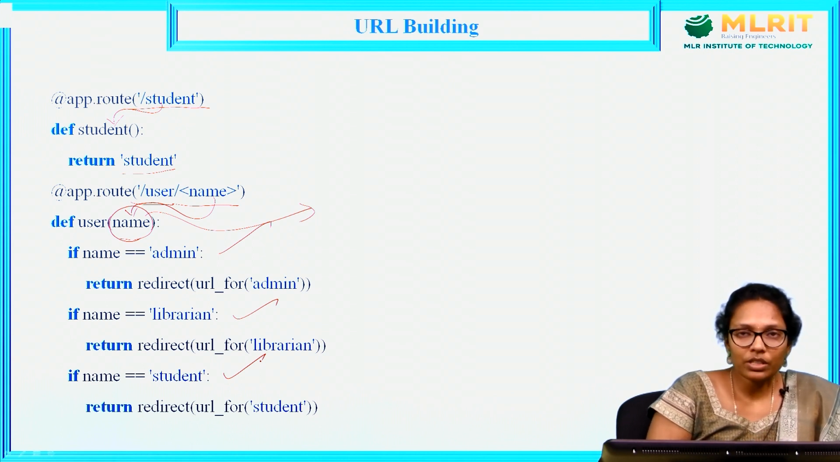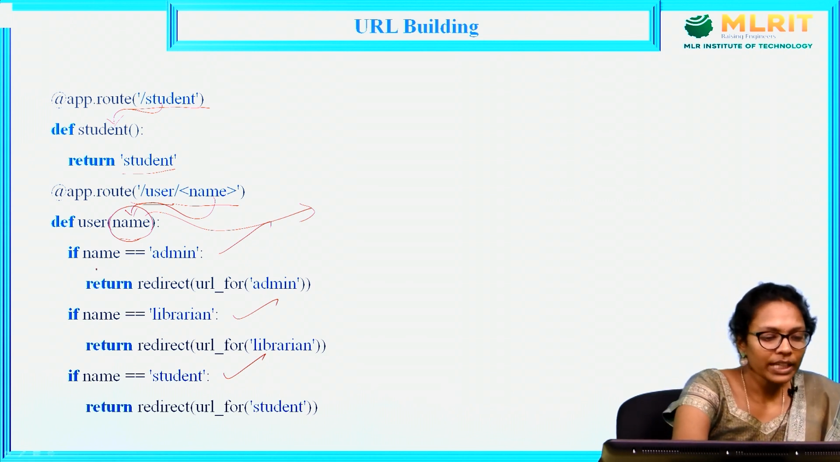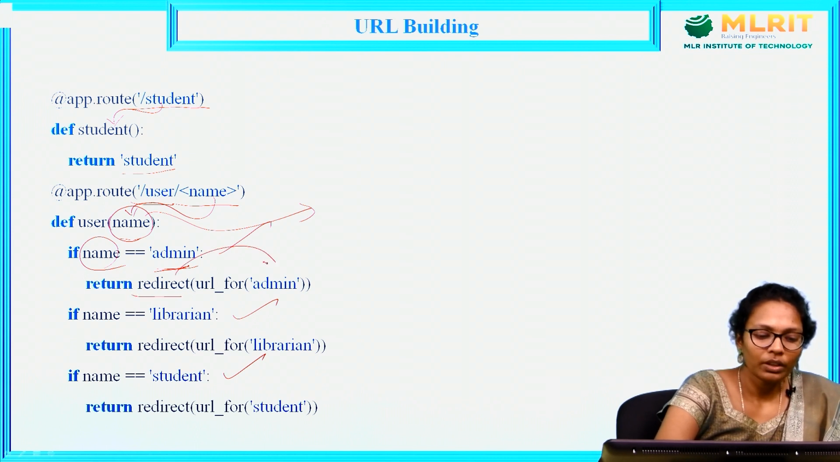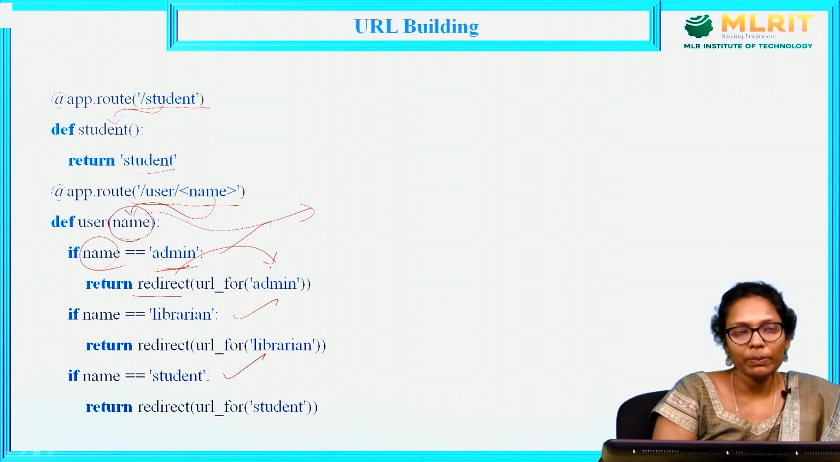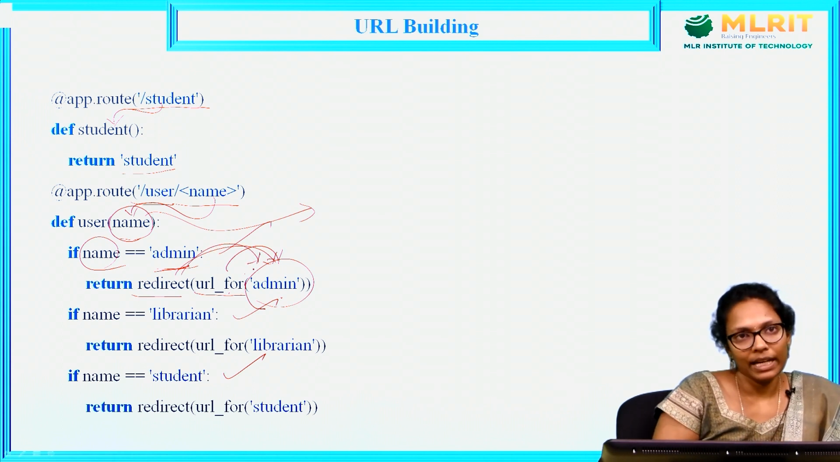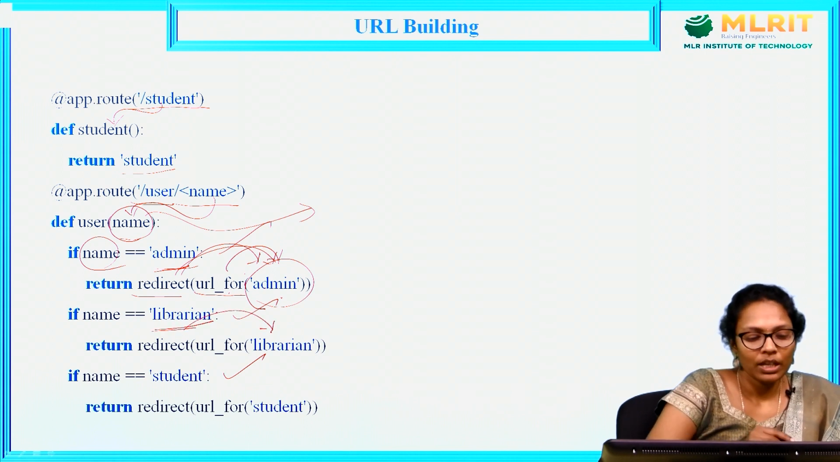Now I just want to call those URLs using the url_for function. If the variable name you have entered in the URL is admin, then redirect to the admin page. We already have the admin page, so we just redirect to it. How do we redirect? We generate the URL for admin first, and then the page is redirected to that admin page. The same way, if the name is librarian, redirect to the librarian page, and if the name is student, redirect to the student page.